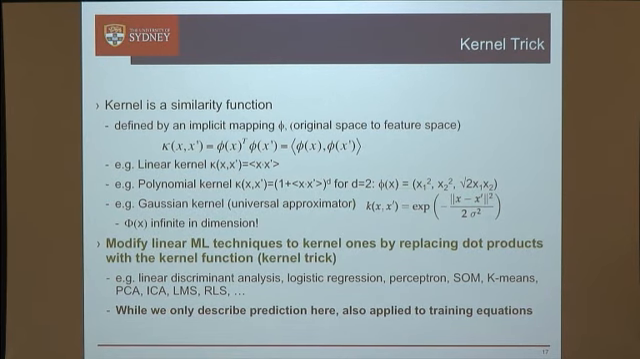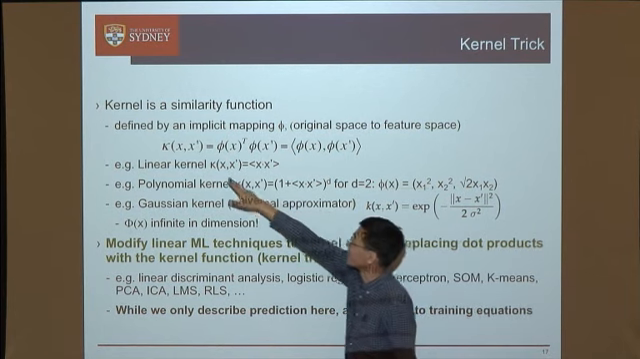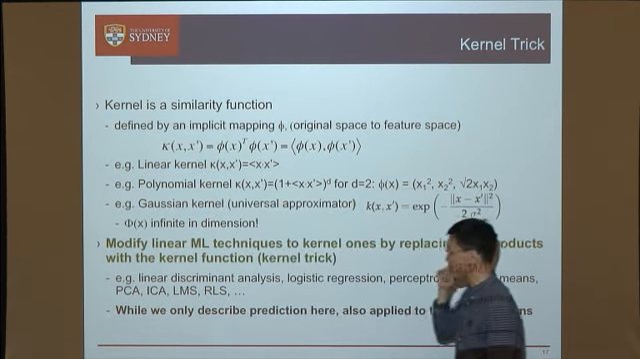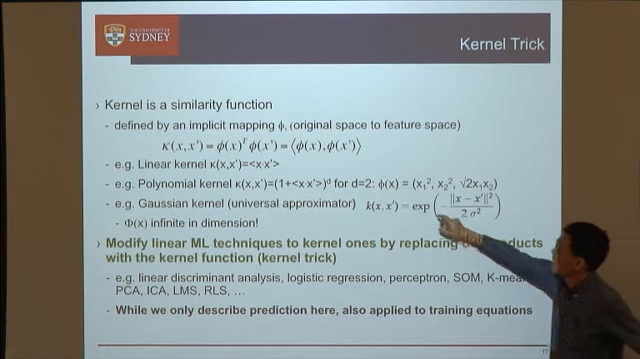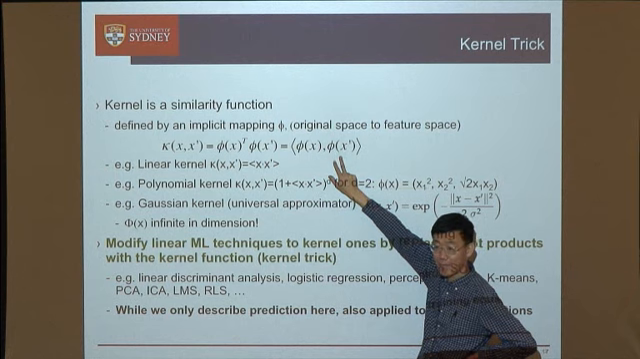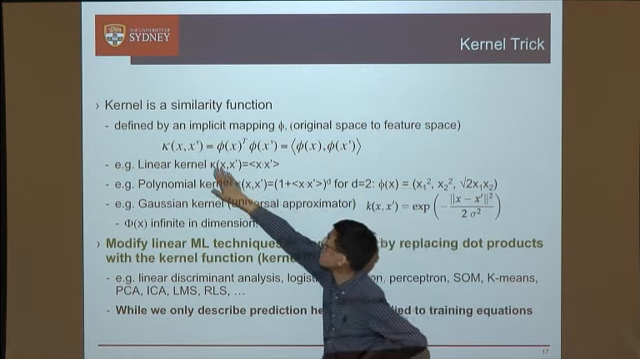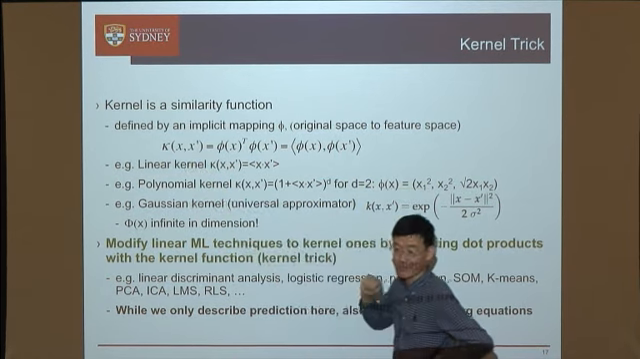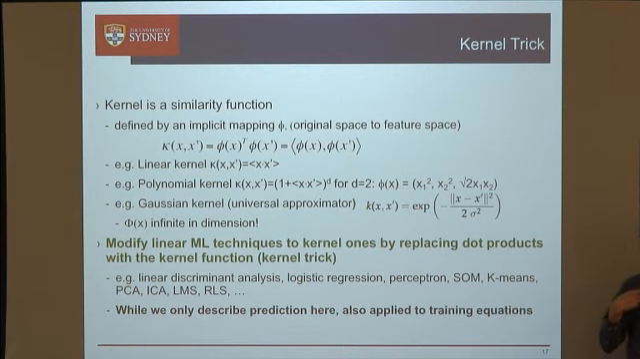So the main idea of kernel methods is that you modify linear techniques to kernel ones by replacing the dot products with this kernel function. Okay? And that actually does this mapping implicitly. You never have to directly evaluate it. You can express everything in terms of these kernel functions. And that's the kernel trick.